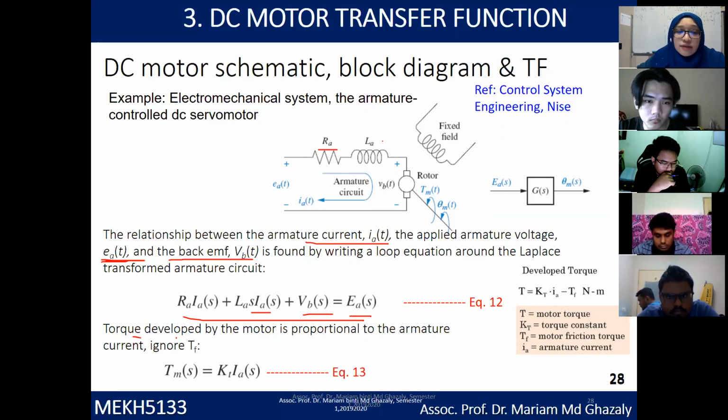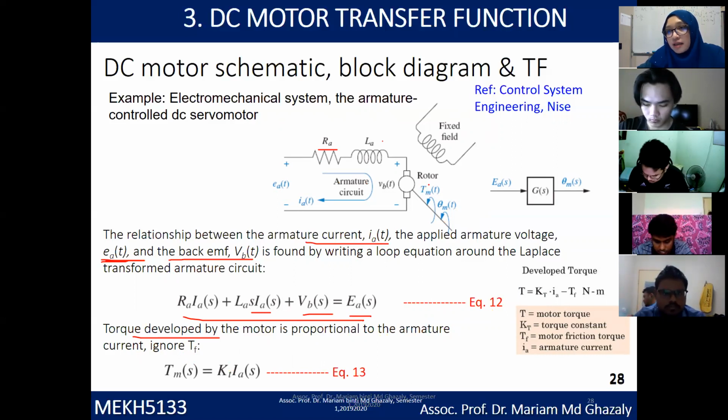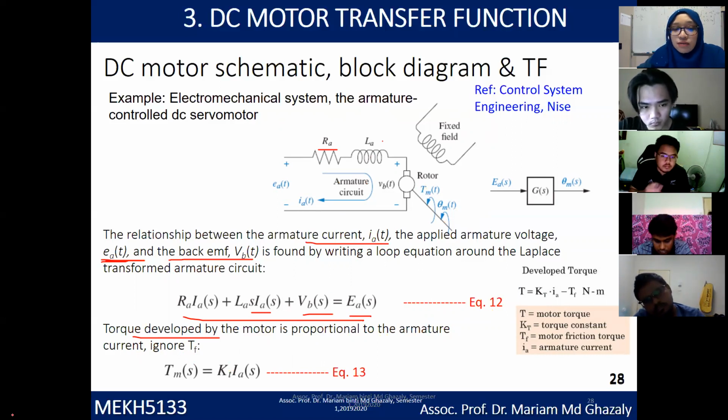The developed torque by the motor is proportional to the armature current. So ignoring Tf. What is Tf? Tf is the friction torque. Like in a mechanical mass system, you have friction also for torque. But here we are going to ignore Tf, Tf equal to 0. So we can write the torque of the motor equal to Kt, the torque constant, times Ia, which is the armature current.